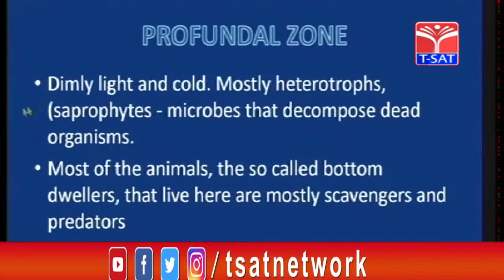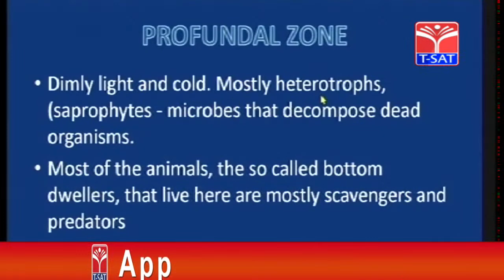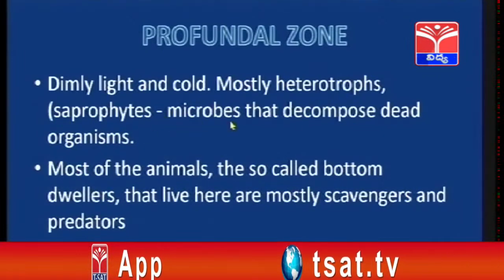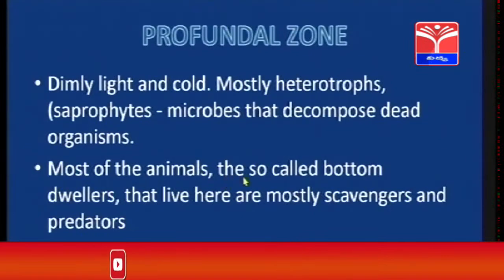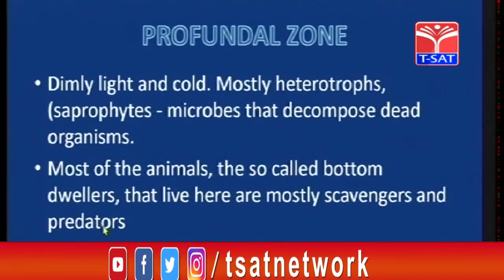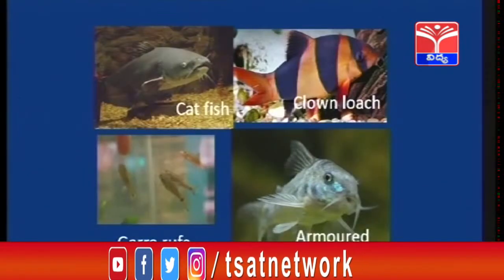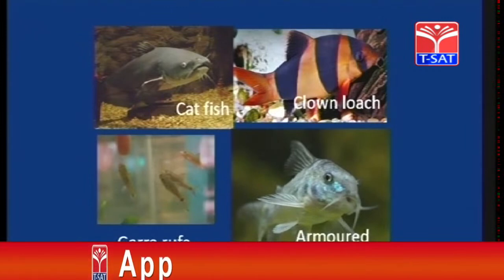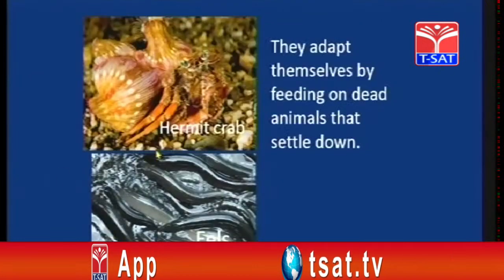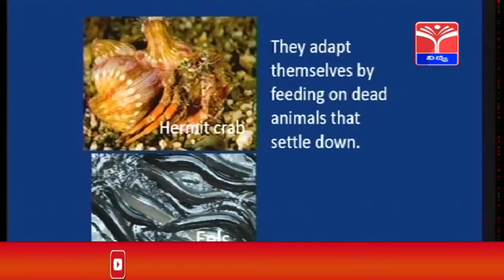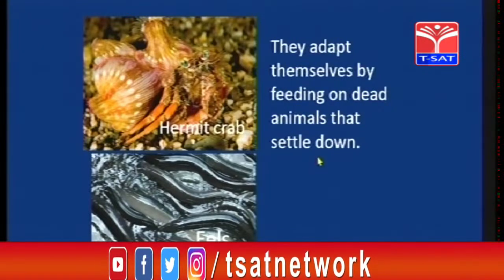So the last zone is the profundal zone. This is dimly lit and cold. Mostly heterotrophs, that is saprophytes, microbes that decompose dead organisms. Most of the animals, the so-called bottom dwellers that live here, are mostly scavengers and predators. So this is the catfish, clown loach, Garra rufa and armored catfish which are present in this zone, children. This is the hermit crab and these are the eels. They adapt themselves by feeding on the dead animals that settle down.